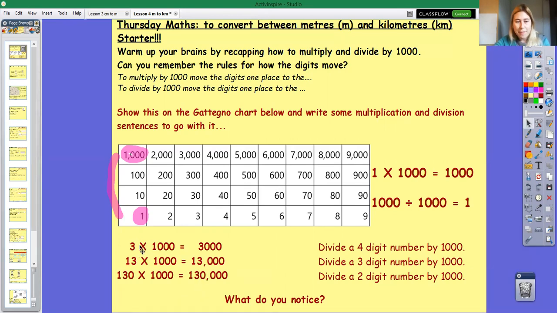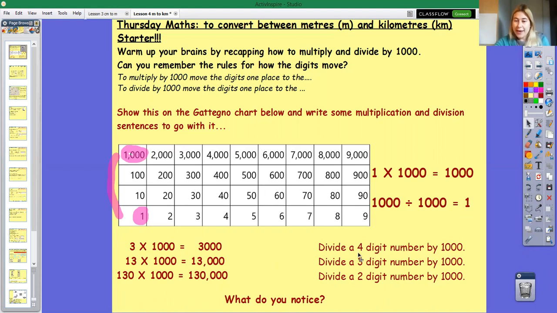The first one is a single digit multiplied by 1,000, and you can see that we end up with a 4-digit number, because we've moved our 1 into the thousands column. When we've got a 2-digit number, we get a 5-digit number when we multiply by 1,000. And when we've got a 3-digit number, we get a 6-digit number. So each time we're adding on 3 placeholders. Hopefully you noticed something like that.